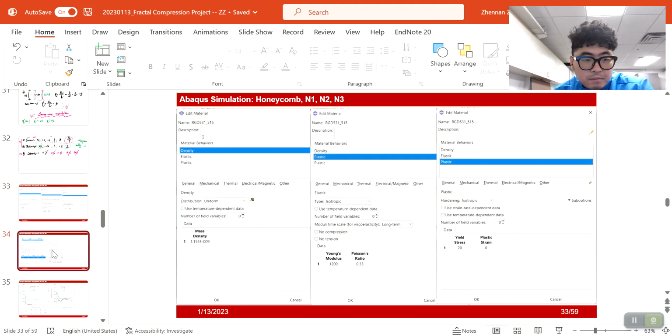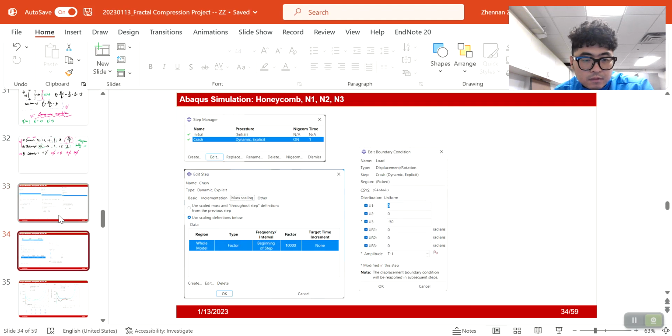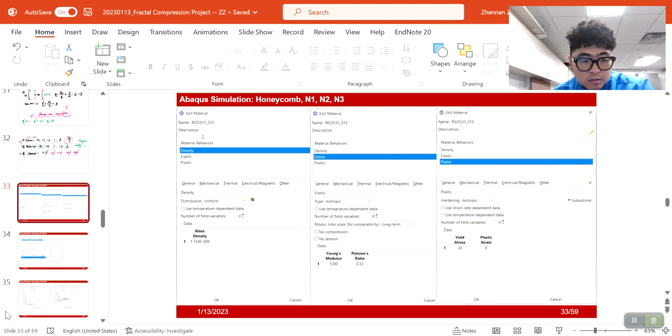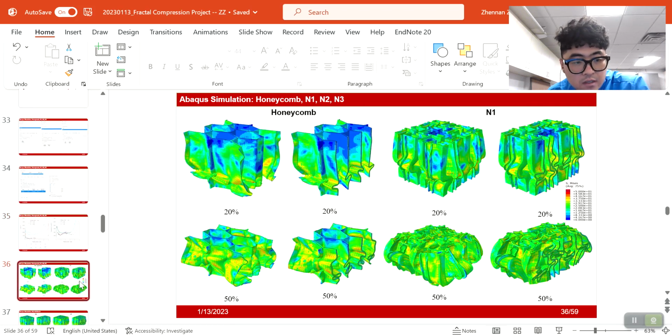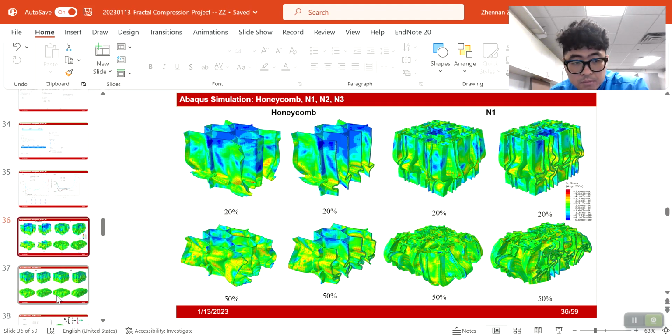There are some parameters, Young's modulus and Poisson's ratios. There's a comparison between N1, N2, N3, and the honeycomb. There are some deformation images, deformation simulation images.